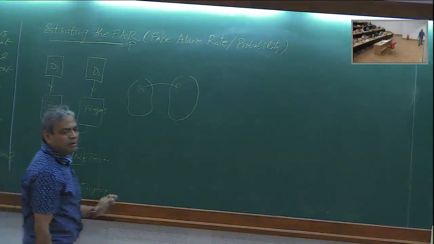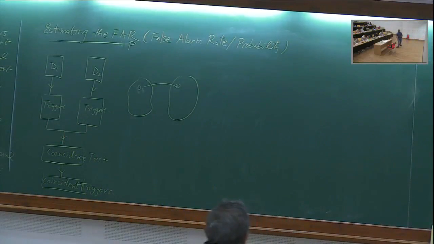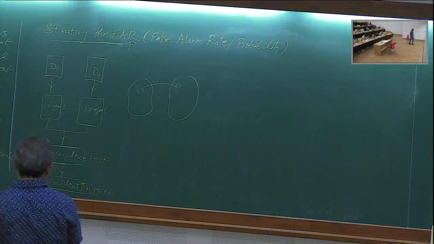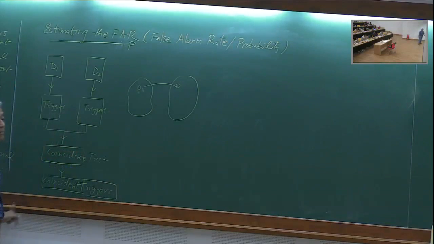How do we know that any one of them is a real gravitational wave? We don't, not immediately. We can only assign a certain significance. And how do we do that?